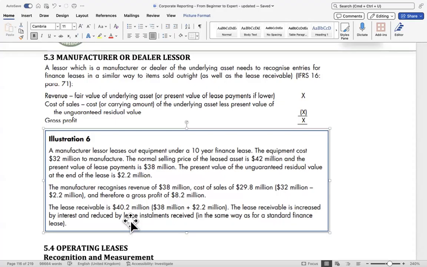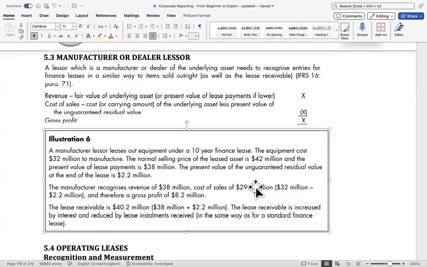So the manufacturer, we know that he has leased an asset, fine. But being a manufacturer lessor, he also needs to recognize revenue and cost of sales to get profits. So in this case now, I'm reading the second paragraph, which is the solution. The manufacturer recognizes 38 million. Why 38 million? It's the lower of the fair value of the asset, and what was the fair value of this asset? 42 million. And the present value of the lease rentals, which is 38 million. So we pick the lower, 38 million as the revenue.